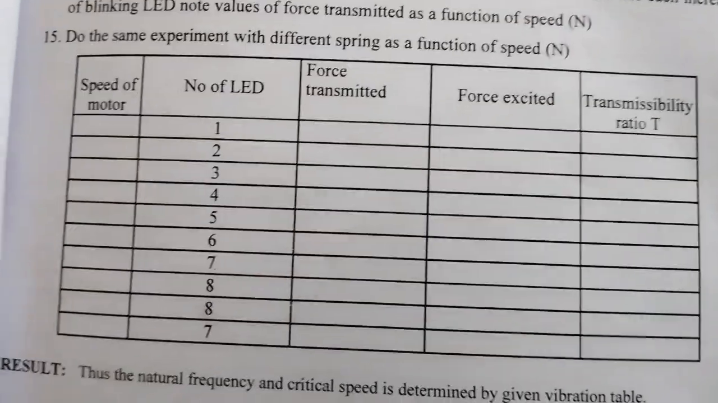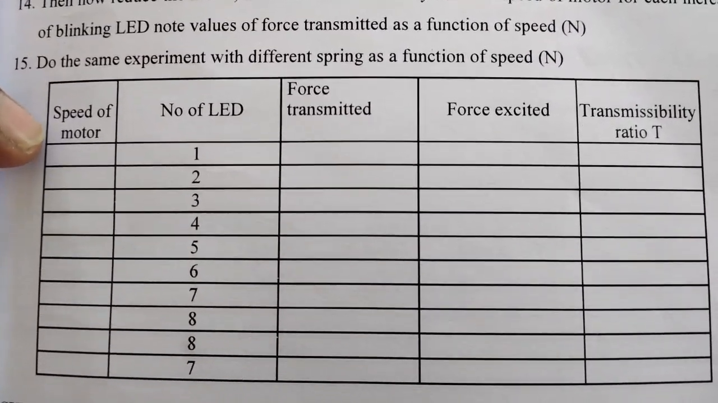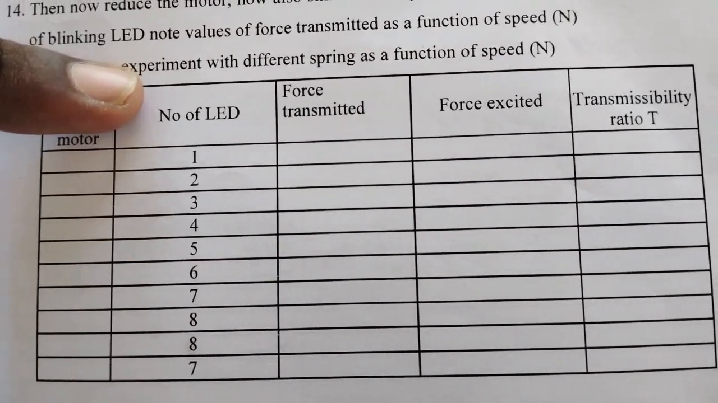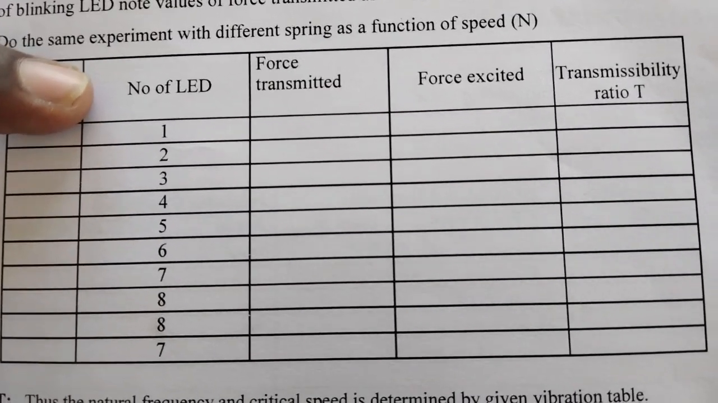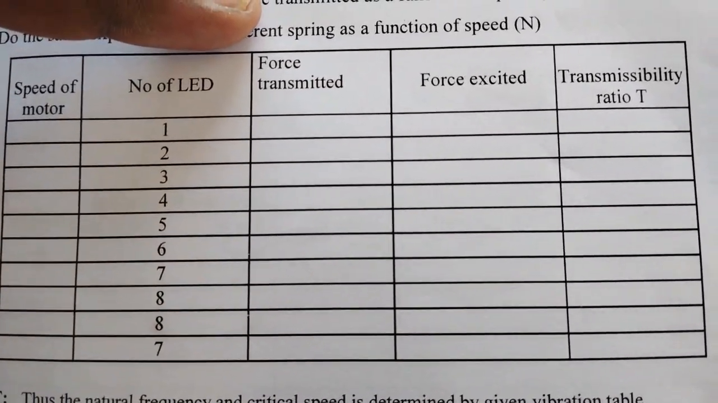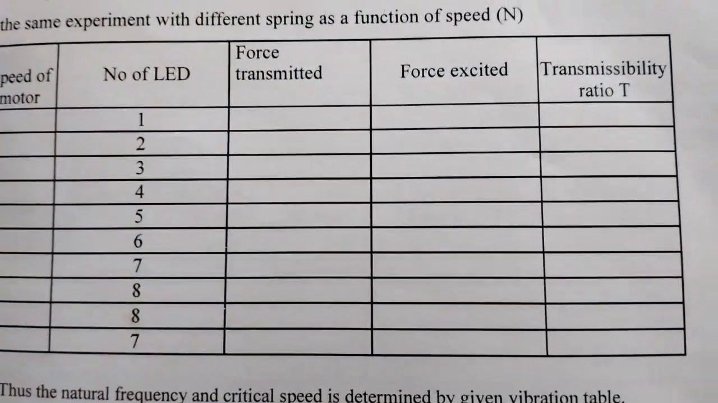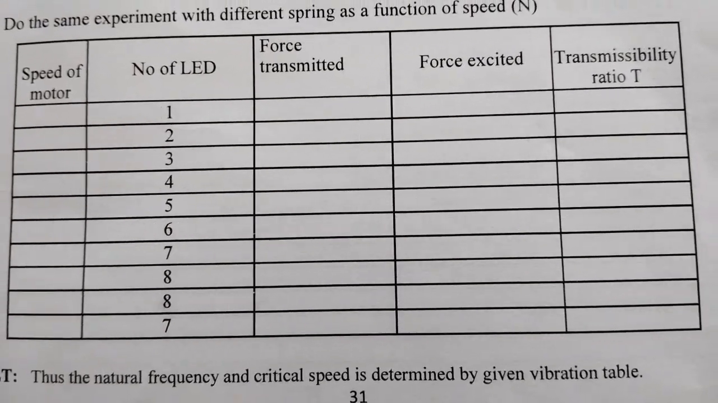And now we move on to the tabulation. So this is the speed of the motor. We are going to gradually increase the speed of the motor. At that time, we note how many LEDs are blinked, that means the number of LEDs blinked in the display, and then force transmitted and force excited we are going to calculate. The transmissibility ratio means force transmitted divided by force excited.